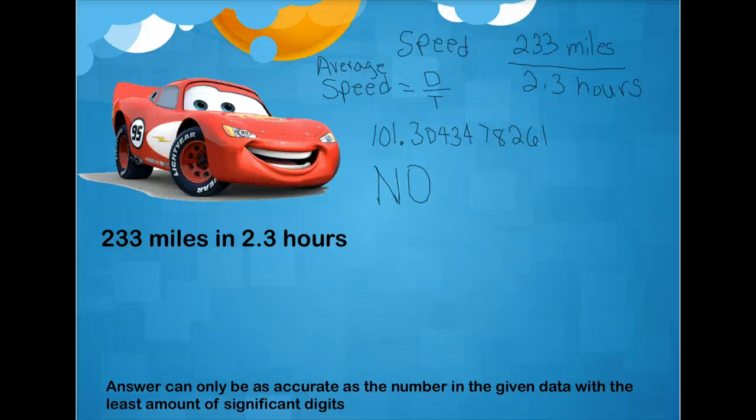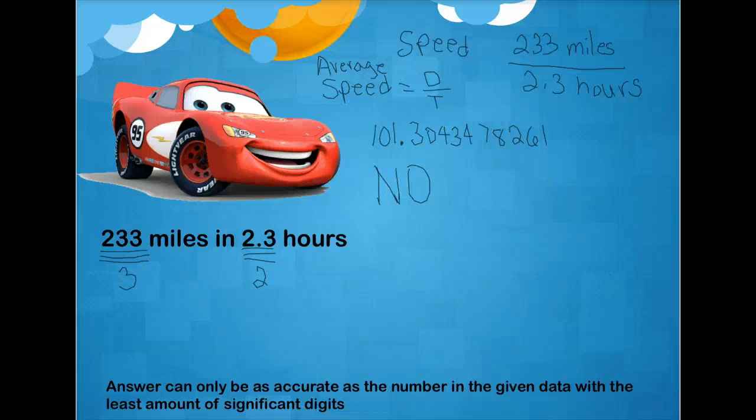So how many significant digits are in 233? If you said 3, you'd be correct. And how many significant digits are in 2.3? 2. That would be correct. Okay, so our answer can only have 2 significant digits. So let's look at this 101.30. All these numbers out here are lies. They don't really exist like that. They're just an estimation. Okay, so we can't use those.